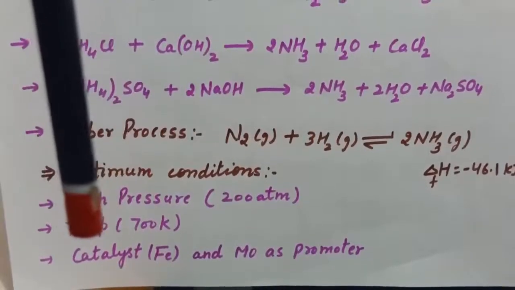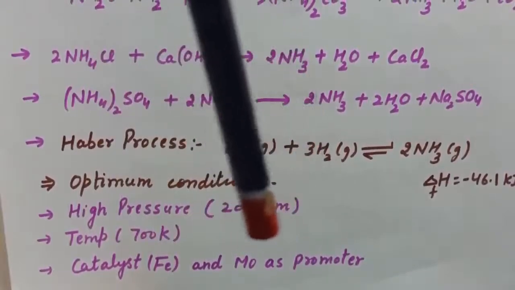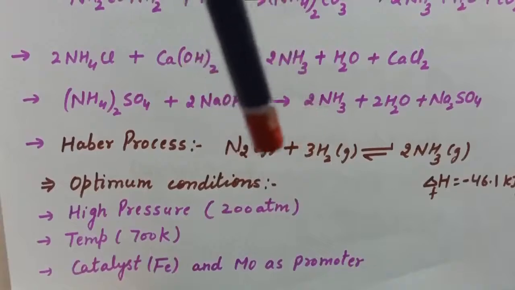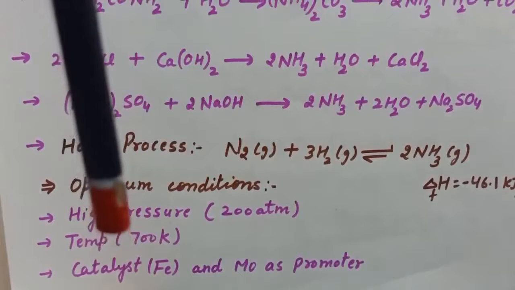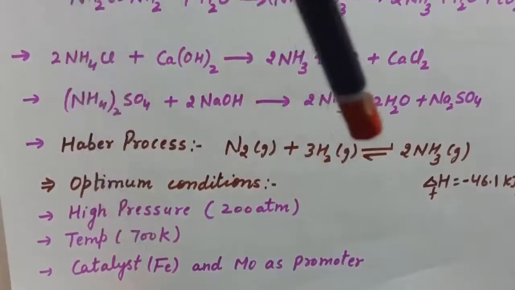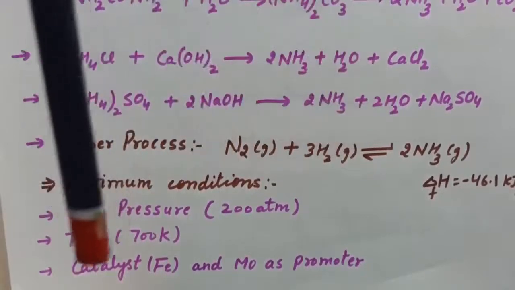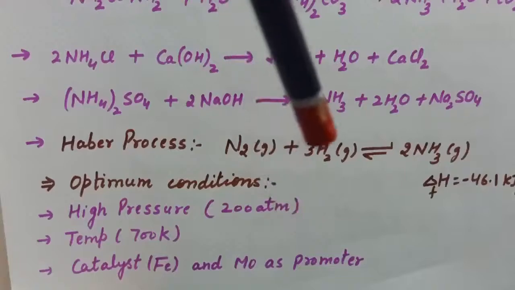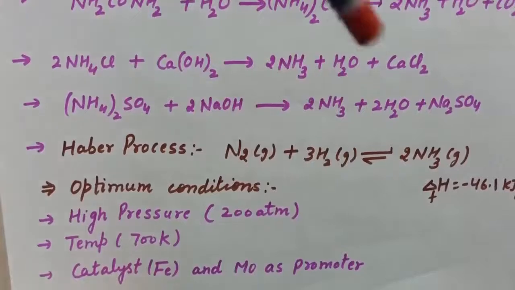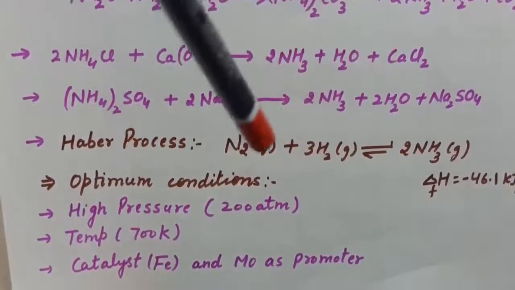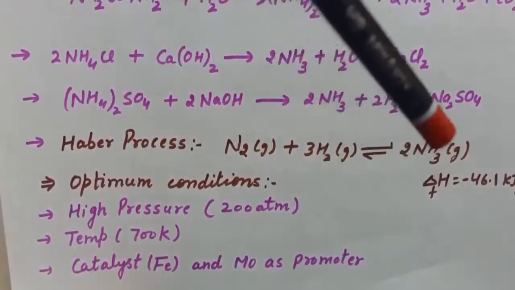Third is the use of a catalyst. Either iron along with molybdenum as a promoter is used in this process to increase the amount of ammonia, or we can also use iron oxides with a small amount of Al2O3 to increase the rate of attainment of equilibrium. By using these catalysts and promoters, the equilibrium will be attained faster, and therefore the time for the production of ammonia will reduce.